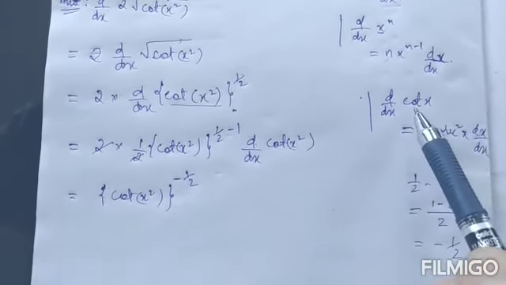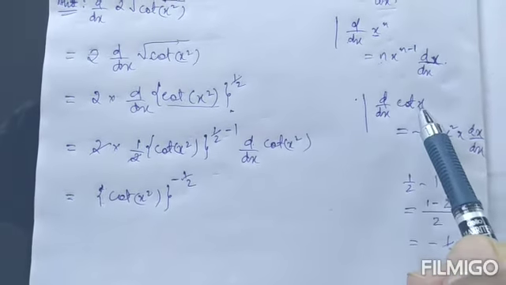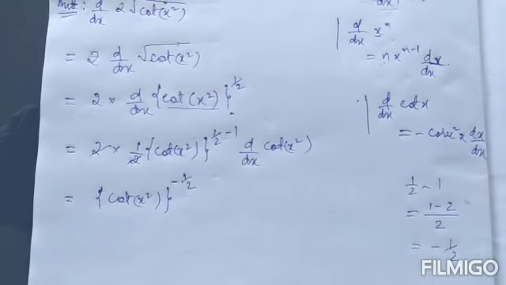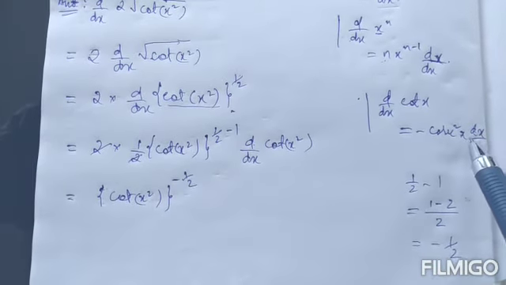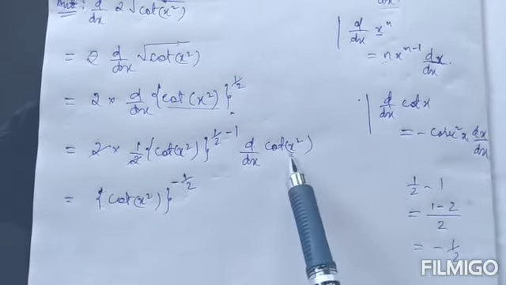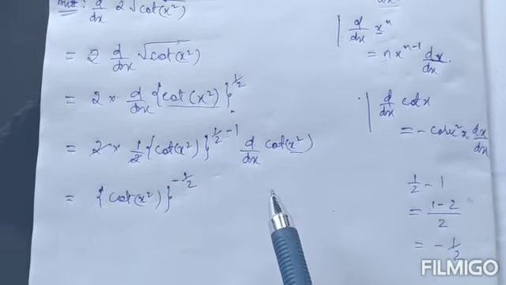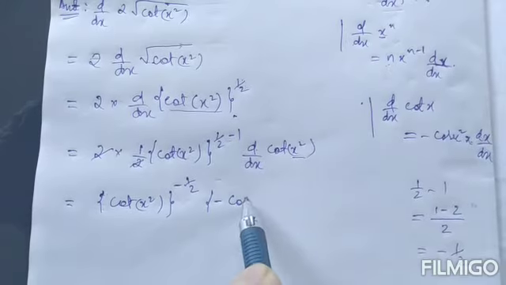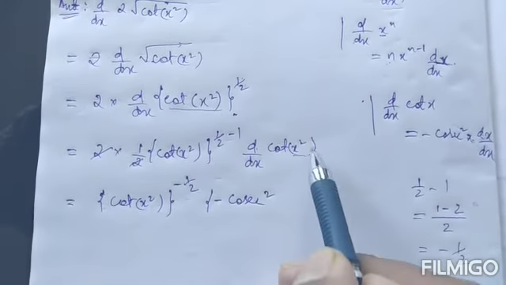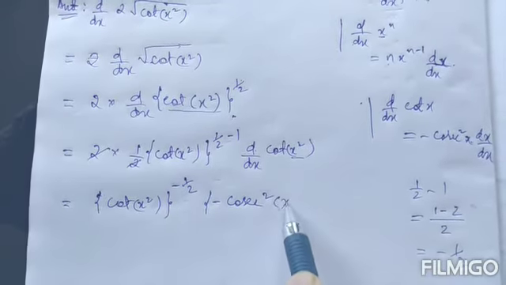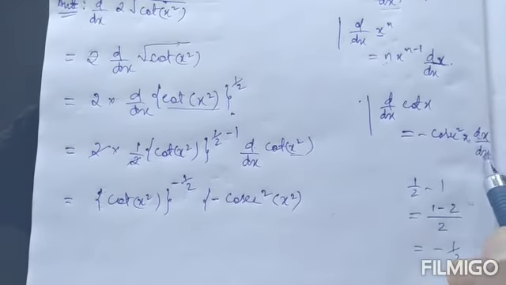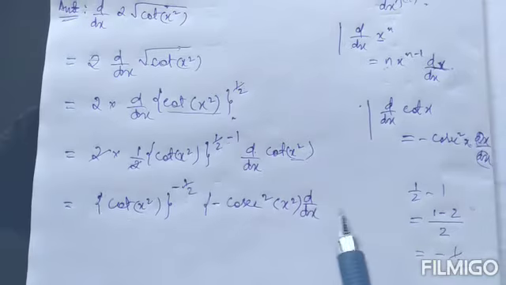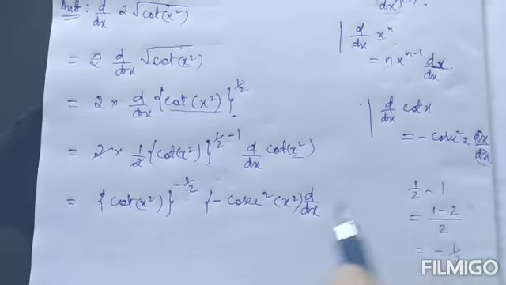So compare it with the formula of cot of x. d by dx of cot of x, we have minus cosec square x dx by dx. So in place of x, x square will come. So I'll have here minus cosec square x, in place of x, x square will come. Then d by dx remains the same. In place of x again, x square will come.